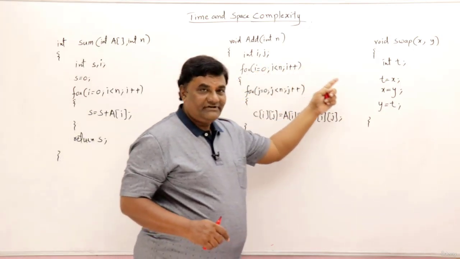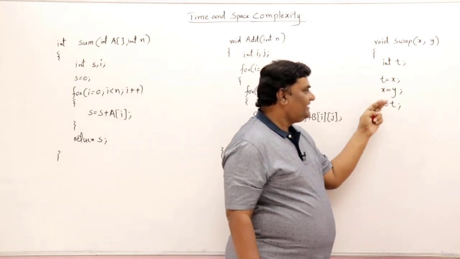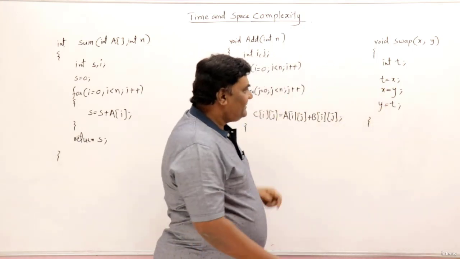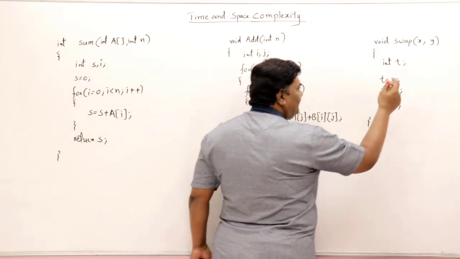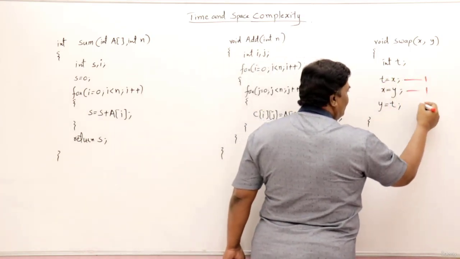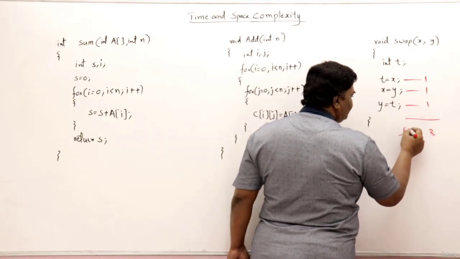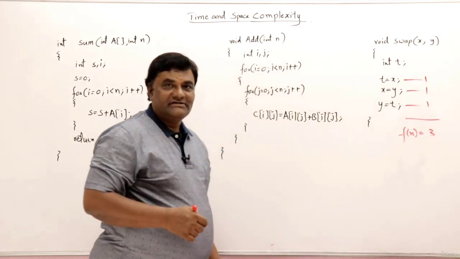So first I will take this one. This is a swap function taking 2 parameters and interchanging the values of x and y. What are the statements inside this? These are the 3 statements. How much time does each statement take? 1 unit of time, because it is just an assignment. So total time is 3. So the function of n is 3. So we got the time function as 3.